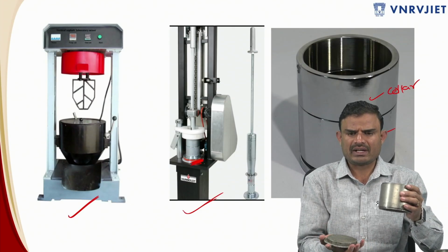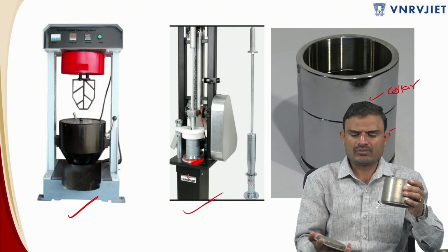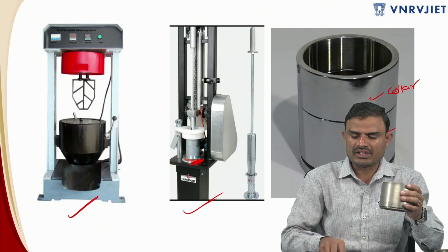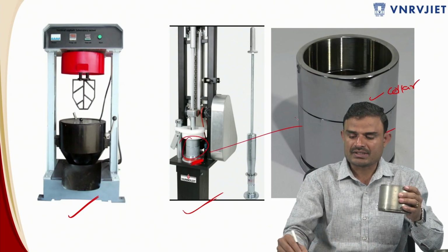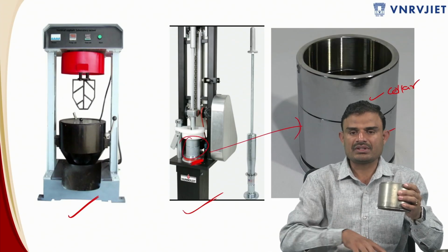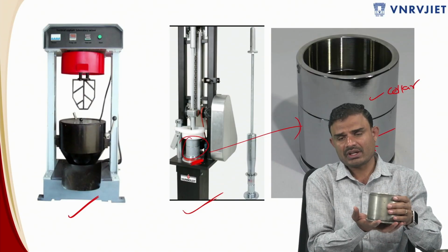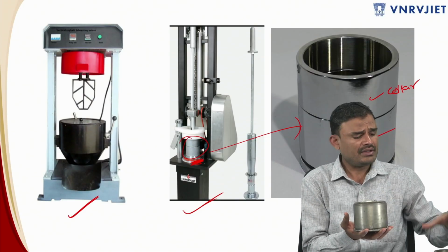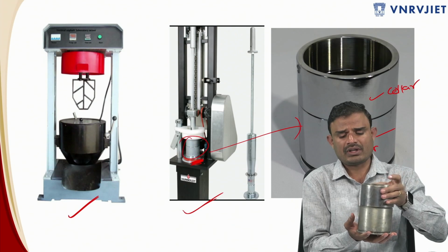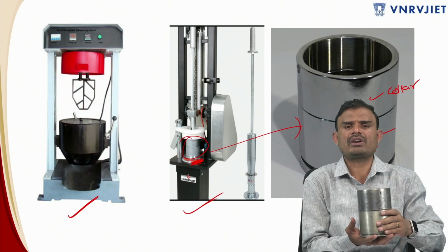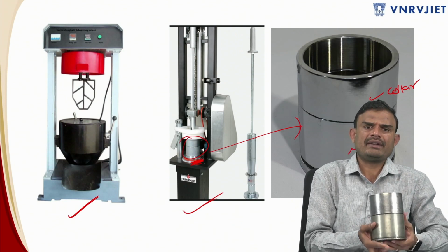There will be a compactor machine, and I am taking the setup which is present over here. I am explaining only this part. That zoomed condition is this thing. You will be having a base plate, and then I am having a Marshall mold. You have to keep the Marshall mold in this condition, and on top of that you have to keep the collar mold.